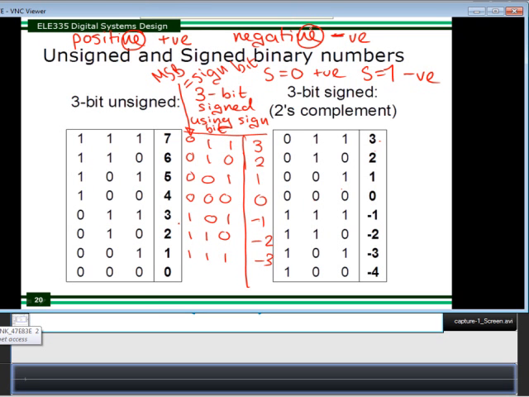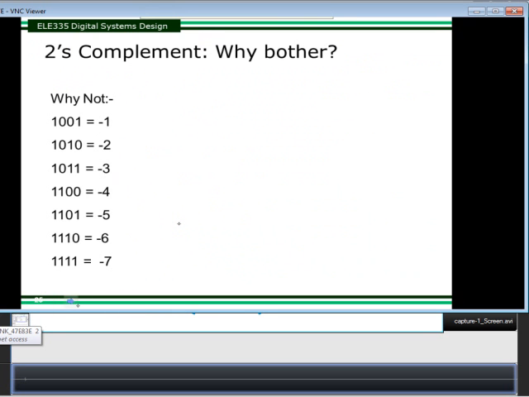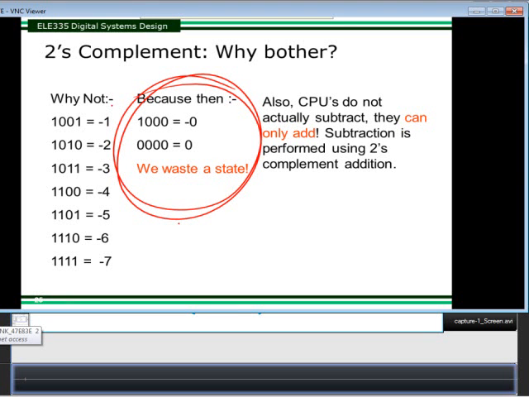Yes? Good question. What's 100? They're both zeros. So, several slides in the future. Excellent question. It's not true that everyone at the back is asleep.